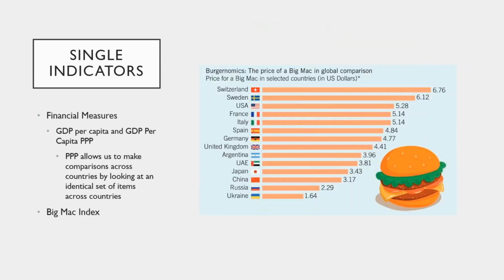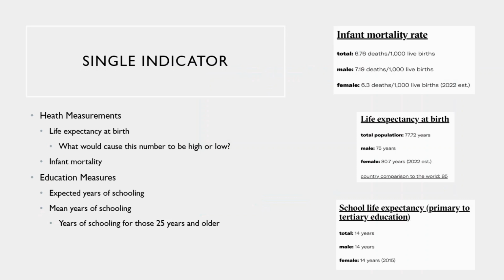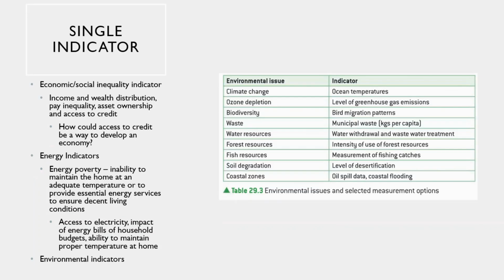We have other things like financial measures. I've already mentioned GDP and GNI per capita. We have the Big Mac Index, which was created by Burger King, which allows countries to look at a comparative price of a Big Mac in different countries. We have health measurements like life expectancy, infant mortality, education measurements like expected years of schooling, mean years of schooling. We have economic social inequality measurements like income and wealth distribution, like the Gini coefficient. Energy indications like energy poverty, access to electricity, and environmental indicators.